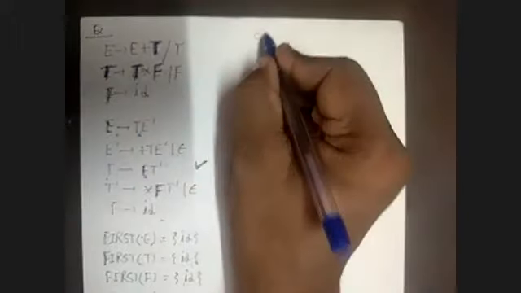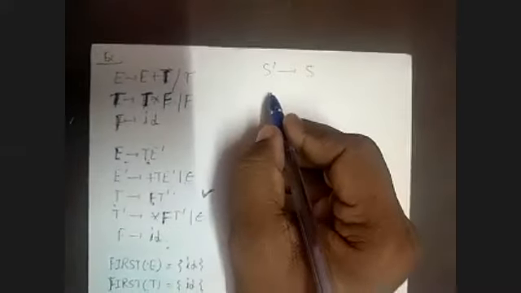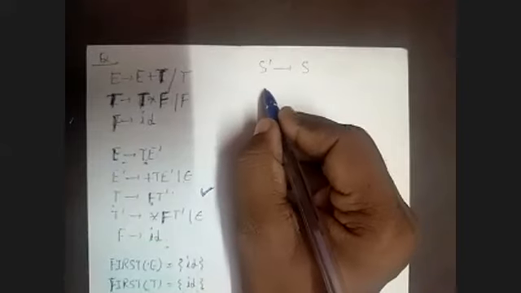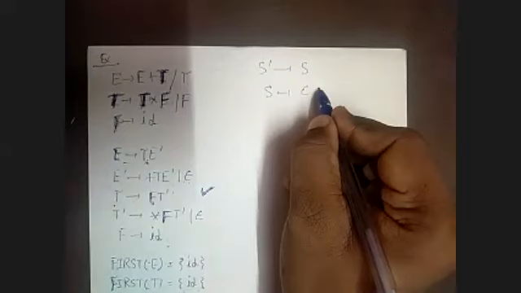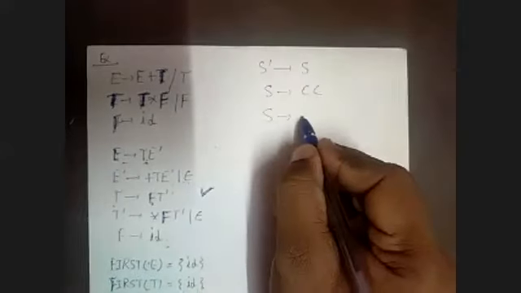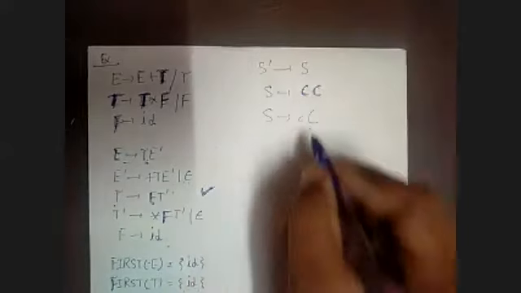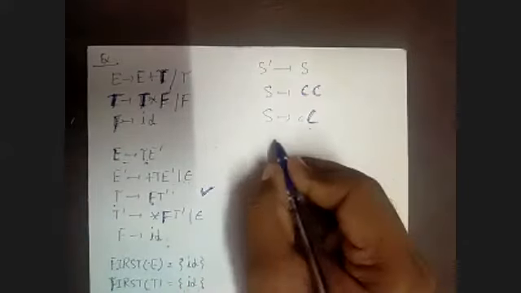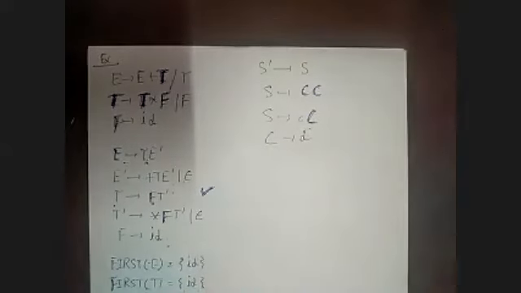I take one more example you can solve on your own. S dash tends to S. Next, S dash tends to C and C. Then S tends to small c, capital C, and in both parts capital C. And C tends to small d.